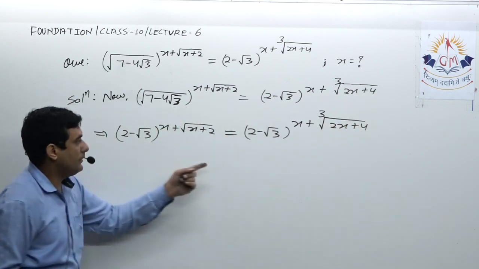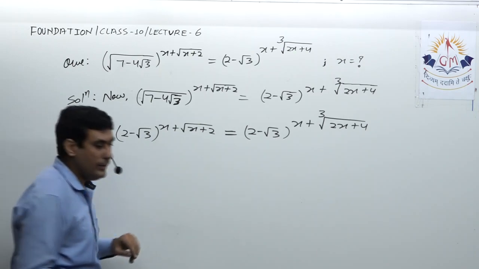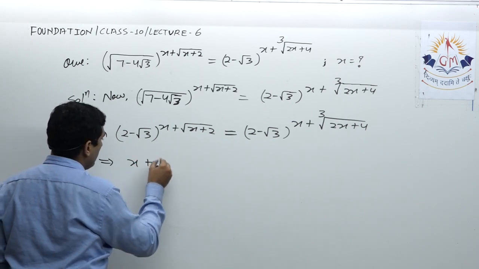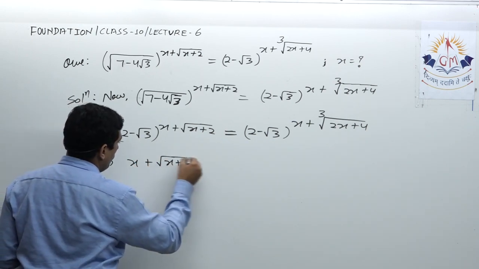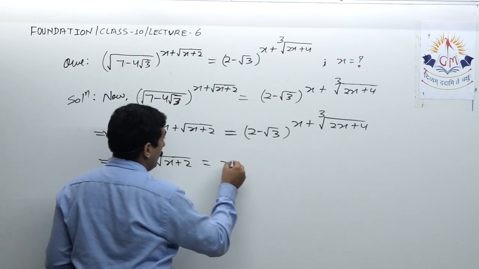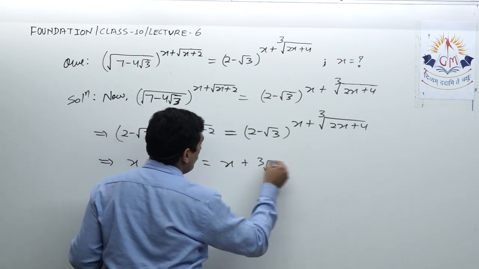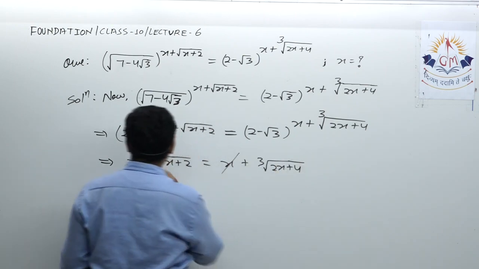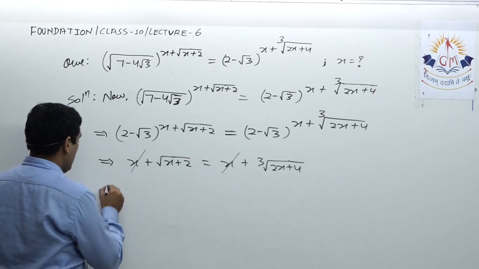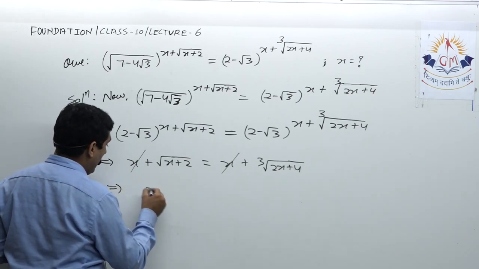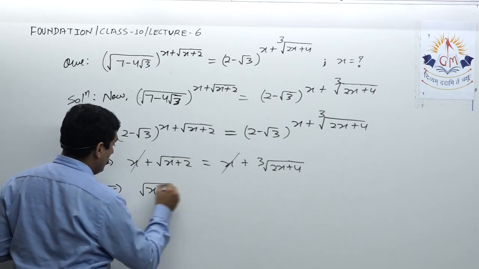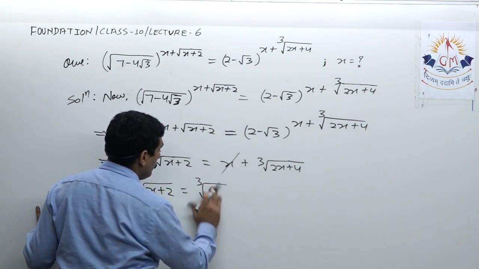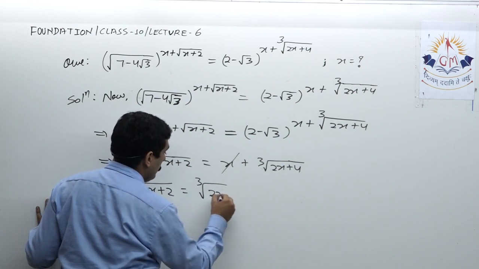Now here we can say bases are same, so exponents must be equal. That means x plus root of x plus 2 is equal to x plus cube root of 2x plus 4. Definitely we can cancel these two x. Now we have root of x plus 2 is equal to cube root of 2x plus 4.